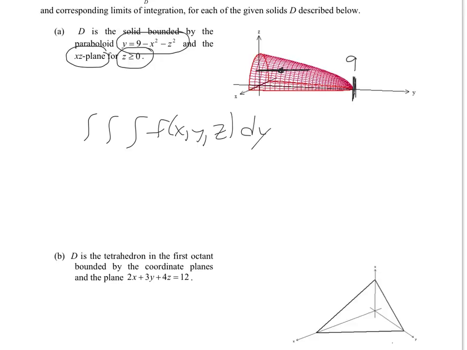So as that point moves leftward, it bumps into the xz plane. The xz plane is described by the equation y equals 0. So my lower limit in y is 0. And as the point moves rightward, it bumps into the paraboloid. And as you can see, the paraboloid is given by the equation y equals 9 minus x squared minus z squared. So that would be my upper limit in y.